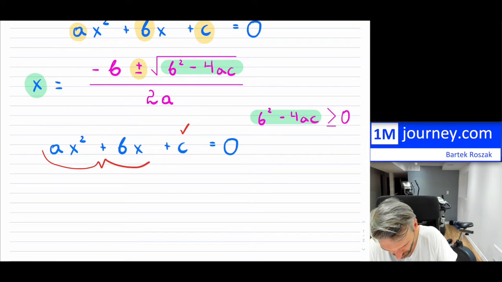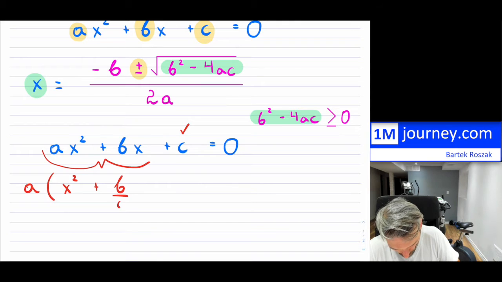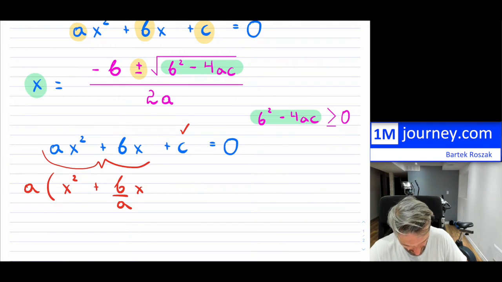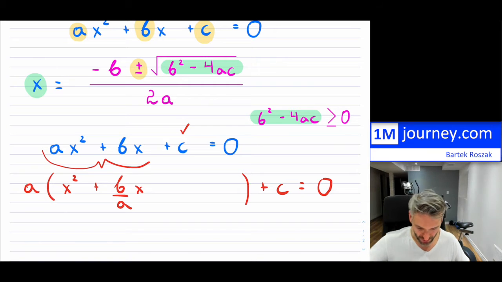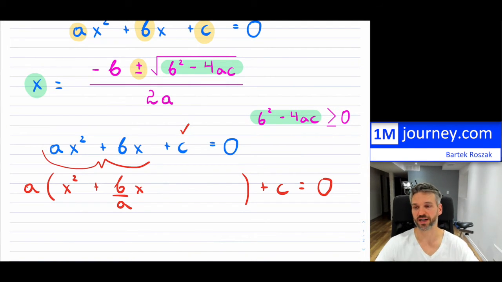If I do that, I'm going to take out my a, right? So open bracket, x squared plus, now this becomes b over a x. I'm going to leave some space here because I'm going to use completing the square. My c, I'm going to move over to the side. So far, all I've done is factor out the a from the first two terms and move the c over to the side, which is exactly what we do in completing the square.